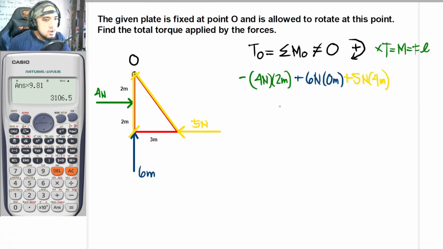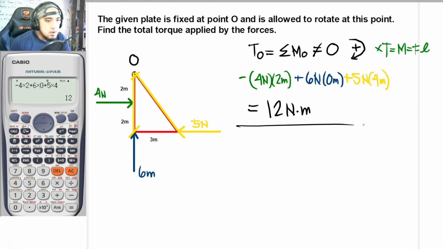So solving for this, looking at the calculator to your left, negative 4 times 2 plus 6 times 0 plus 5 times 4. So our answer here is 12 Newton meters. So this is now our final answer. And since it is positive, its direction is clockwise. So there.